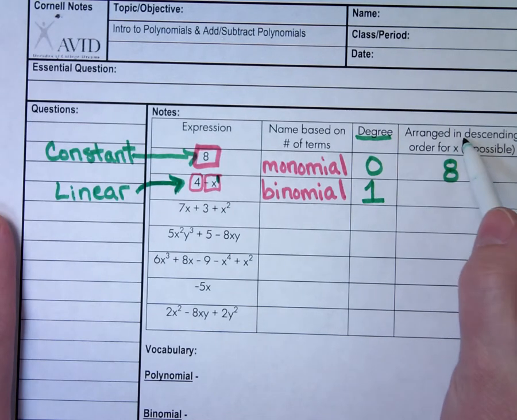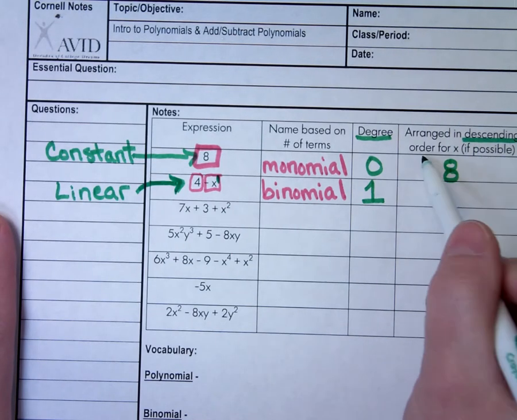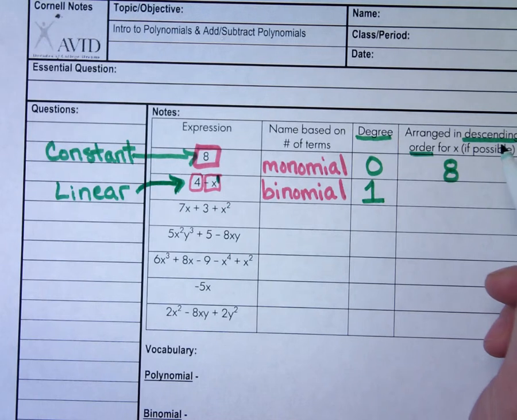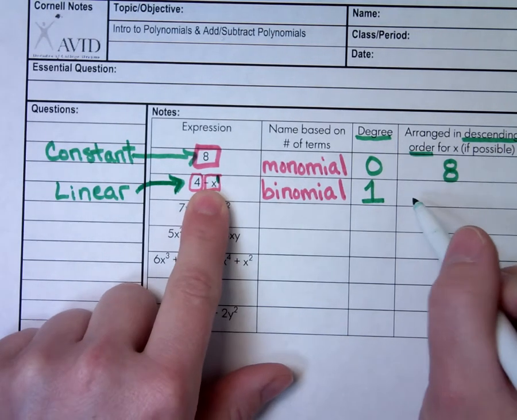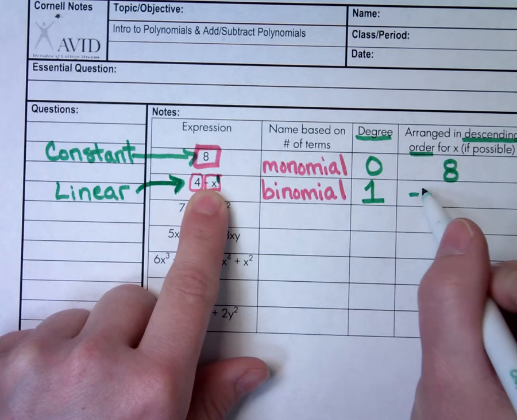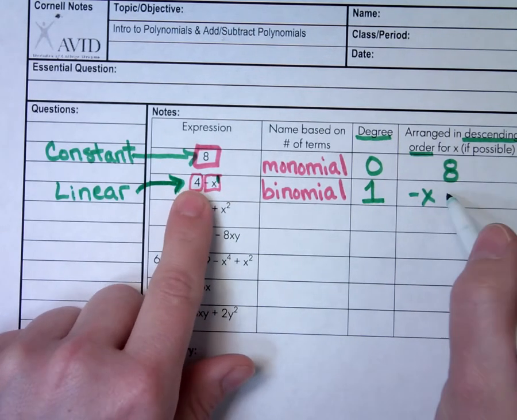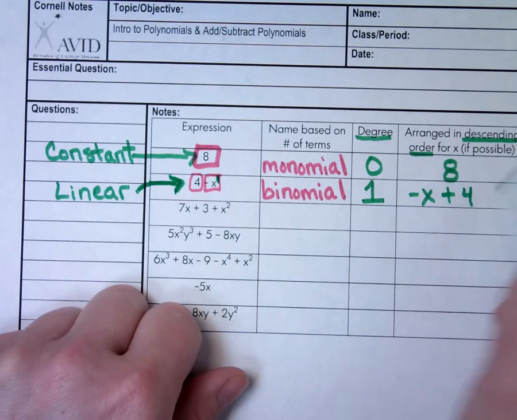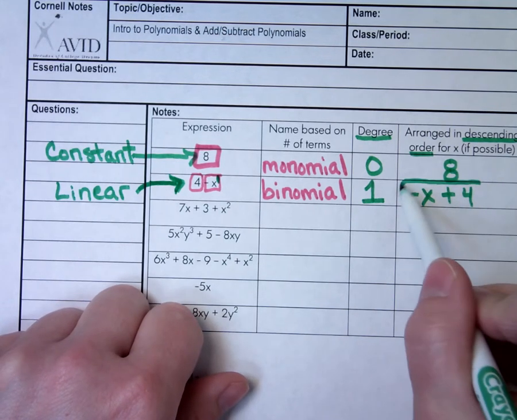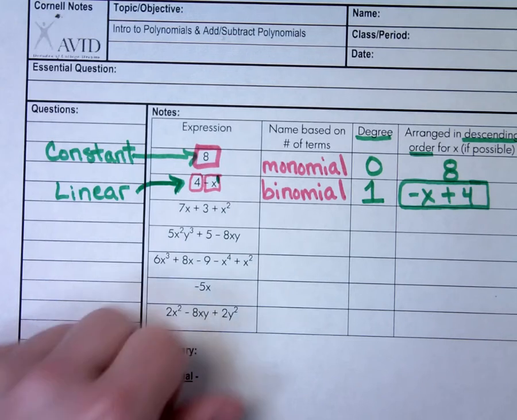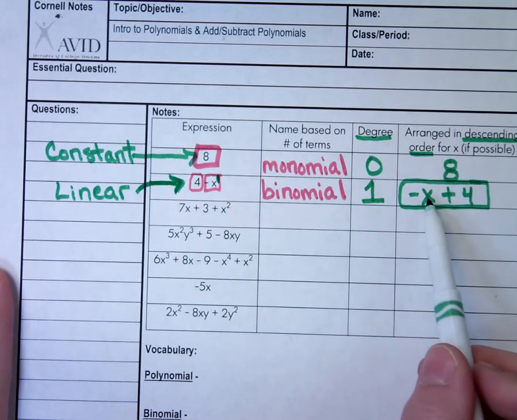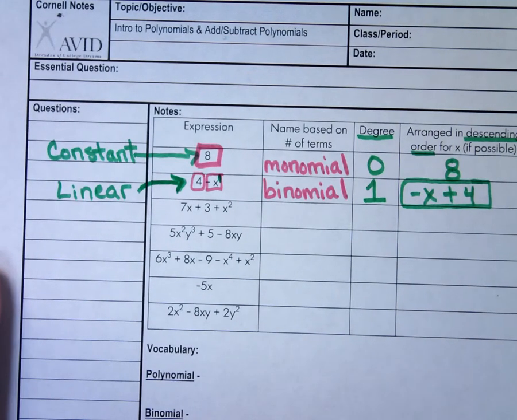Okay, this time I can arrange it in descending order. So that means you want to start with your highest exponent and go to your least. So my highest exponent part is the negative x to the 1. I just don't have to write it. And then that's a positive 4, so I write plus 4. This is the actual correct way of writing these problems. You want to start with your highest exponent to your lowest.